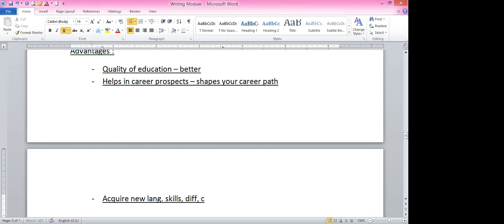Different culture. Here I'm doing groundwork, so I'm using short forms. But of course, you cannot write this way in your essay. Okay, you write full words. Different culture, acquiring new language skills, different customs. This gives you a global experience of how different countries live and the way they work, far away from your own native lands. So this is gaining global exposure.